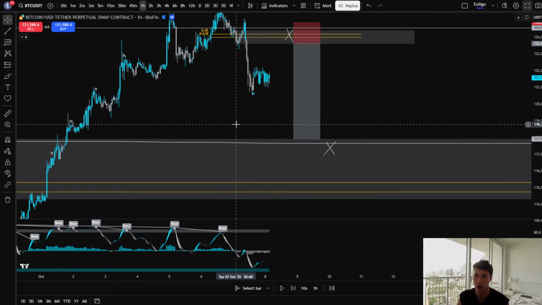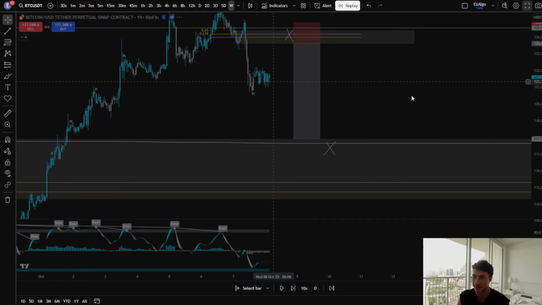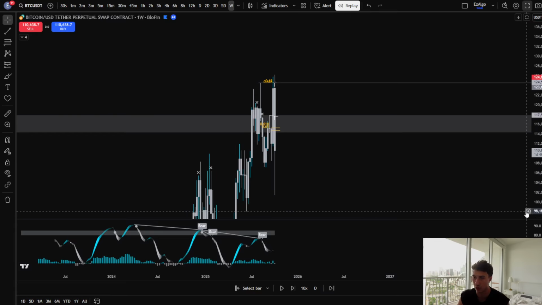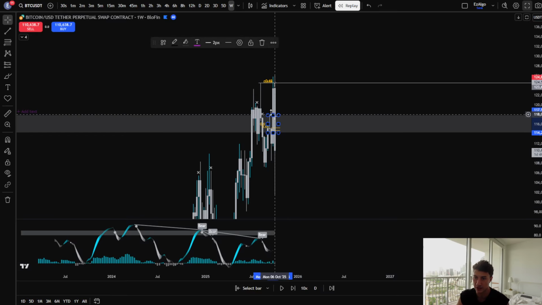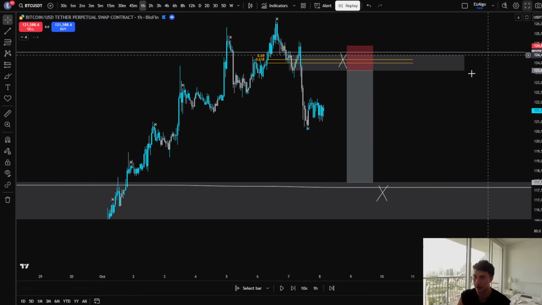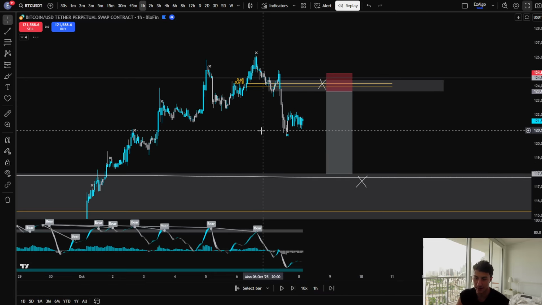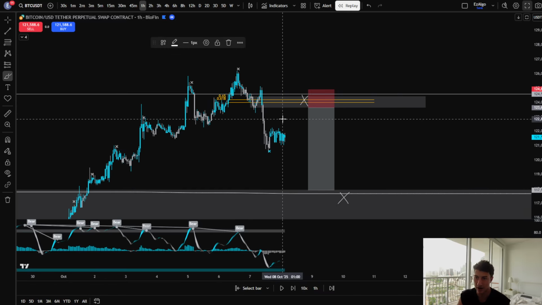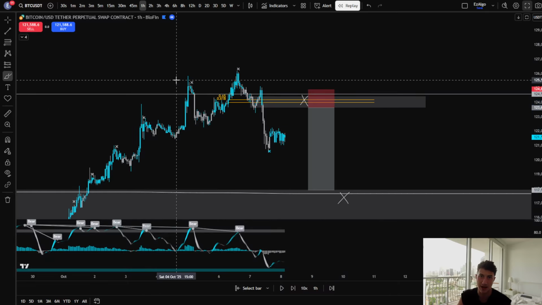Okay, we actually broke through all these levels here. Another reason I was looking at this level is because it was also a weekly order block as well. Okay, we had this weekly indecision candle. So this was going to be my take profit target. So all I'm waiting for now, guys, is for price to come up to this level, and I'm looking for bearish divergences on a lower time frame as my entry trigger.